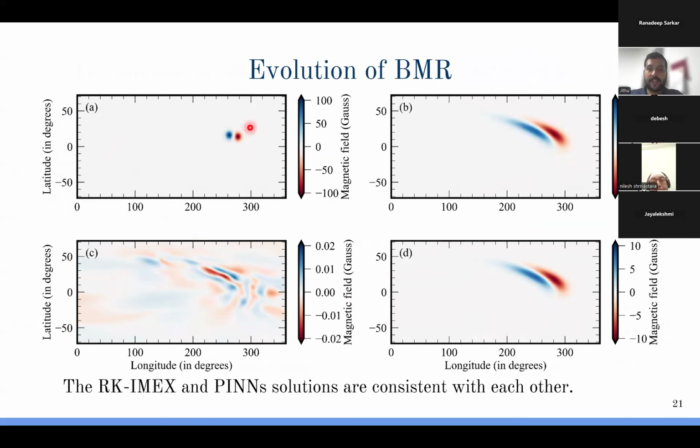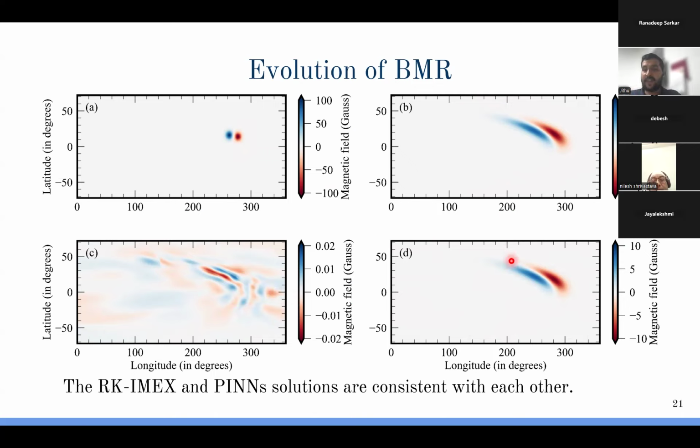We initiated a normal bipolar magnetic region, two Gaussian sources, one positive and one negative, and we tried to evolve it with both PINN and numerical schemes, and we found these two results which are very comparable. The errors were very small, almost 1 to 2%.